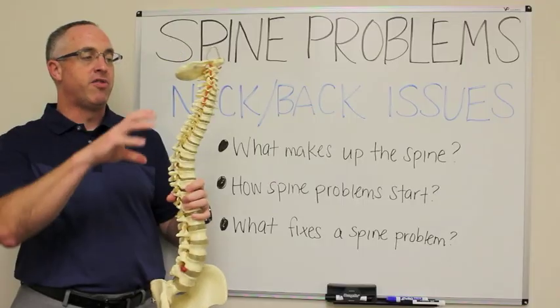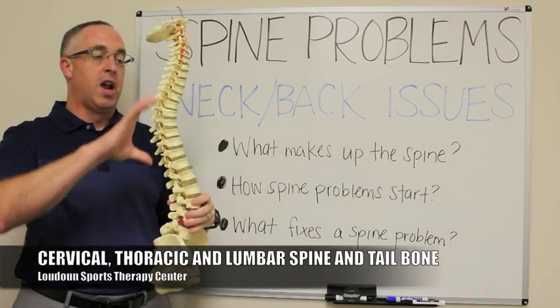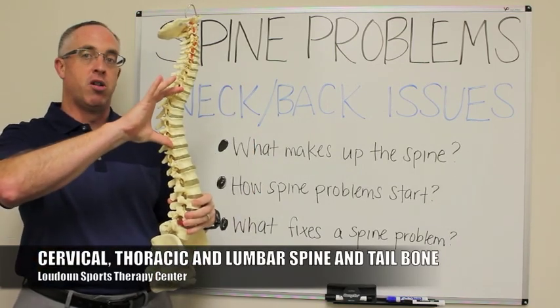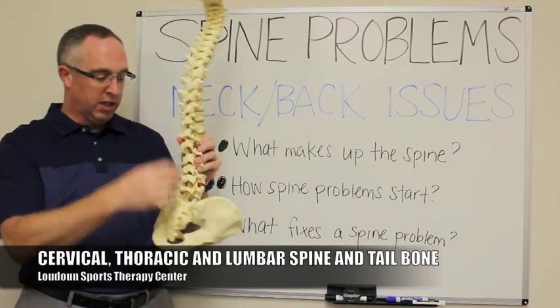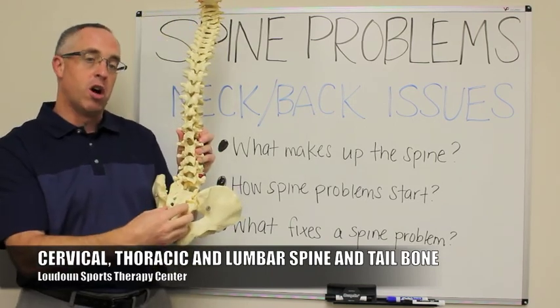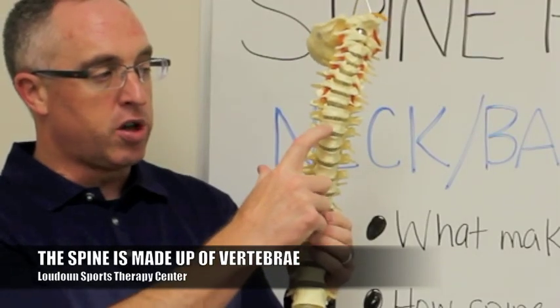So we have different parts to our spine. We would have what's called our neck or our cervical spine. We would have what we call our thoracic spine or our mid-back, our upper back. We would then have our lumbar spine or our low back, and then we would have what's called our tailbone or what we call your sacrum. So your spine is made up of these little bones called vertebrae.